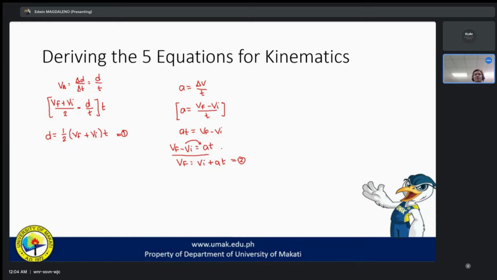Okay, so for the first one, we will derive from here the value of time. So we have v final minus v initial equal to acceleration multiplied by time. So let's try to solve for time. Time would be equal to final velocity minus initial velocity divided by acceleration. So let's use this in equation 1.